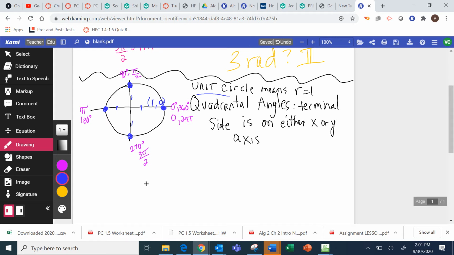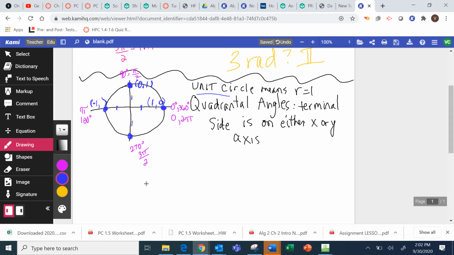Okay, how about this ordered pair at the very top? Grace, could you give me that ordered pair at the top? 0, 1 is correct. And then at pi, Brady, could you tell me the ordered pair at pi?